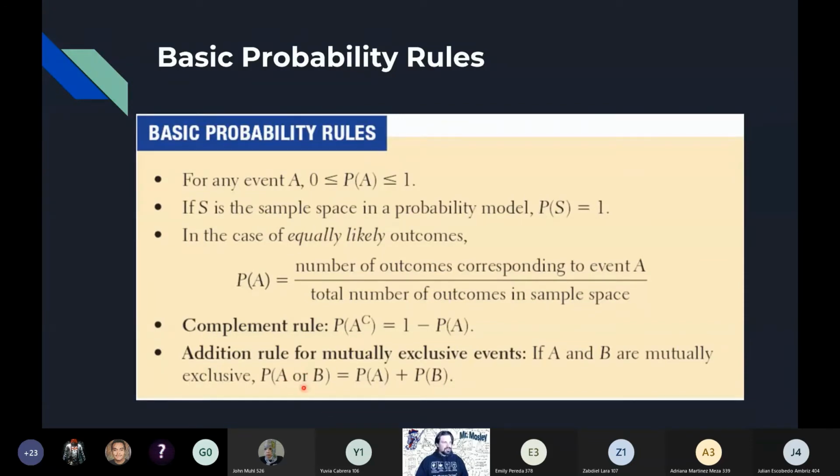We have to pay attention to the word here. P of A or B is not the same as P of A and B. Those are completely different things. We'll see an example of this in a little bit.